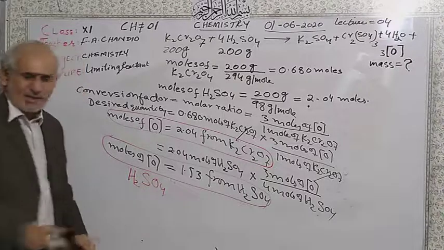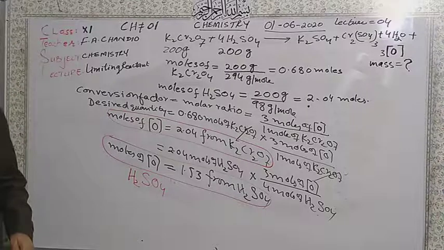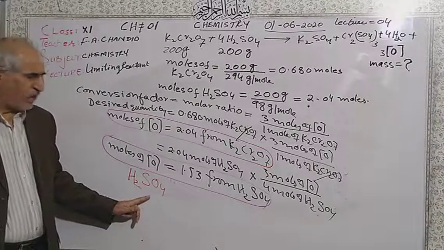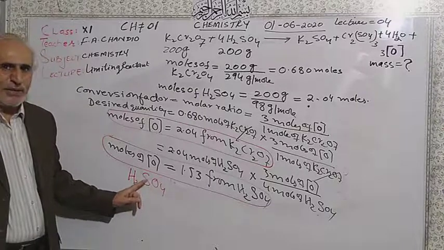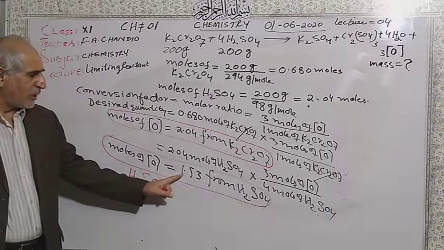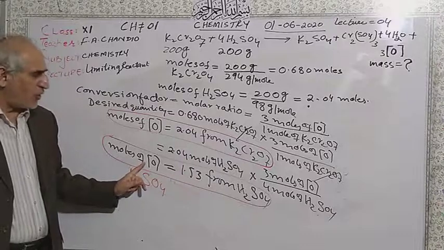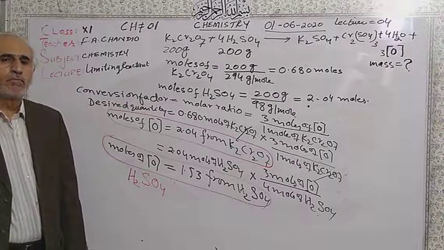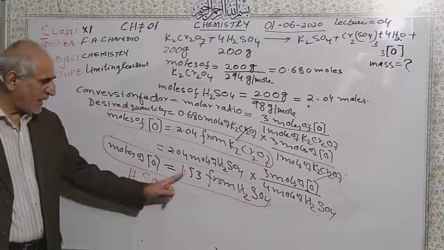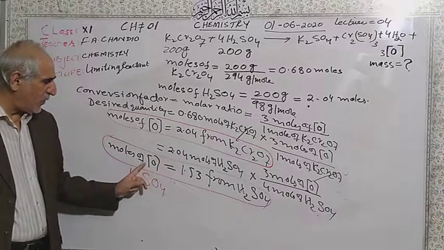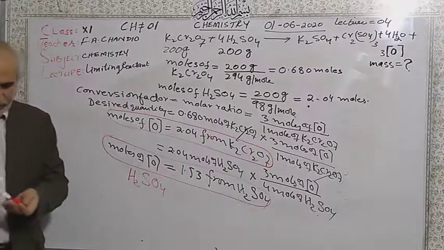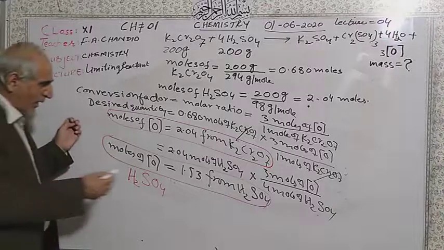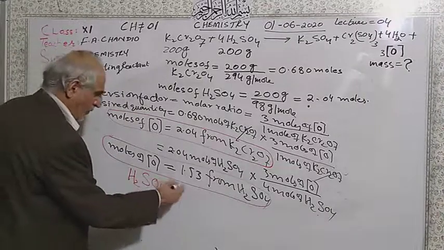So your answer is: sulfuric acid is the limiting reactant, or limiting reagent. Sulfuric acid is the limiting reagent because it produces the least moles of oxygen, 1.53. Now it means that the correct moles of nascent oxygen are 1.53. So I want to finish this topic.